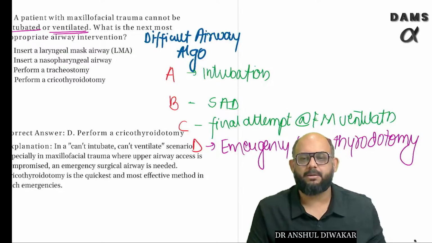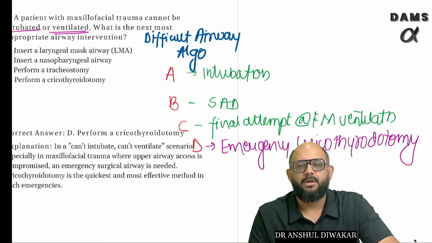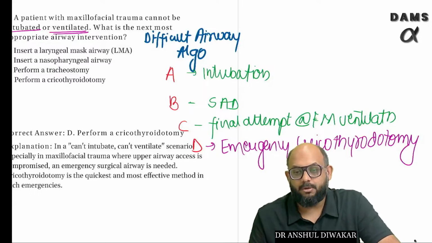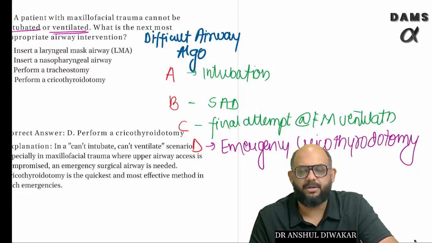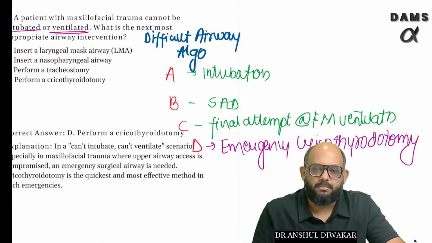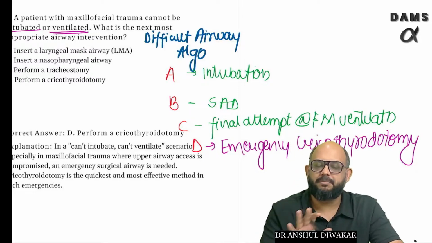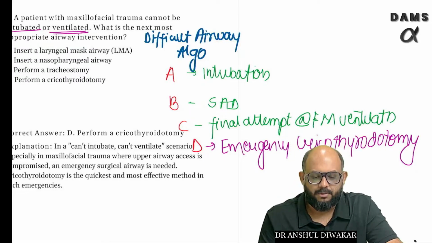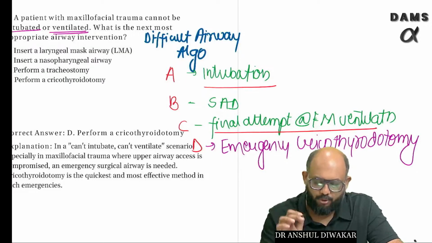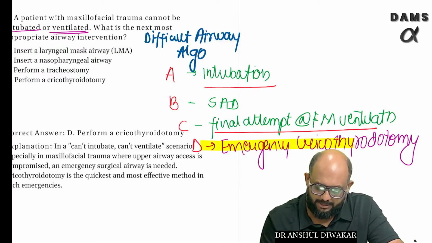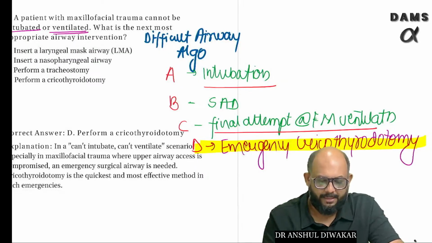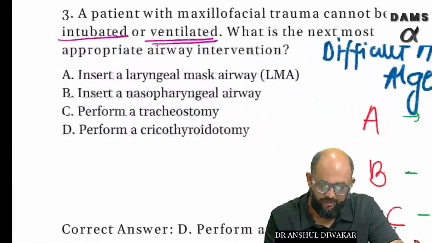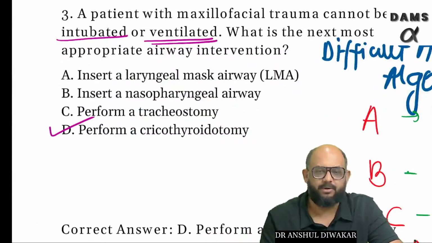Now, if they would have simply written that you are not able to intubate, then I would have been inclined to go for an LMA as a rescue device, although it's a maxillofacial trauma and LMA is not a very good device for patients with increased risk of aspiration. But they eliminated that doubt by giving both intubation and ventilation. So the correct answer would be emergency cricothyroidotomy. So the correct answer was perform emergency cricothyroidotomy.